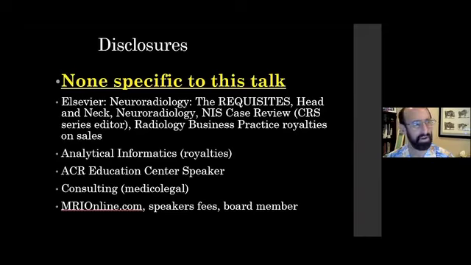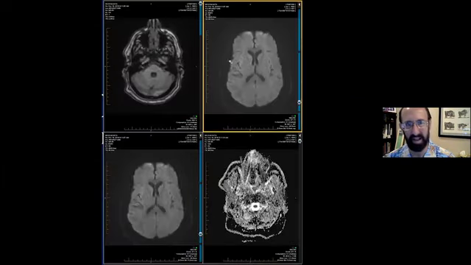So we're going to start with the very first case, and hopefully you're seeing the screen. The history from the electronic medical record says that this is a 64-year-old male with smoldering multiple myeloma and mantle cell lymphoma who underwent bone marrow transplant complicated by graft versus host disease and had CNS relapse of the mantle cell lymphoma. The patient presented with spelling and reading difficulties as well as a mild headache.